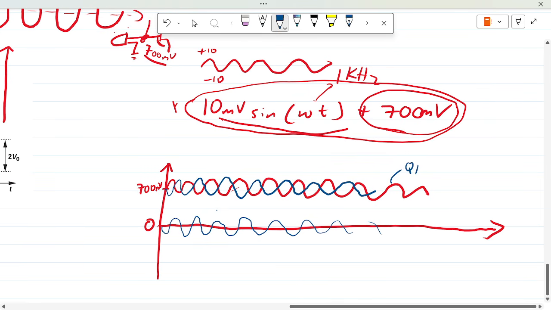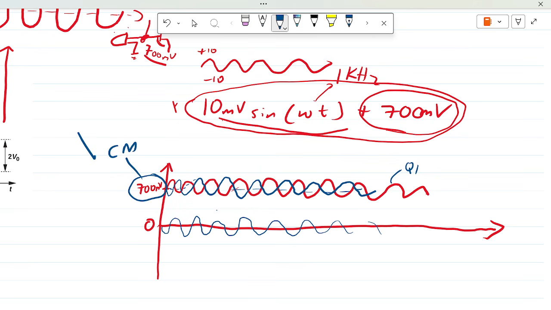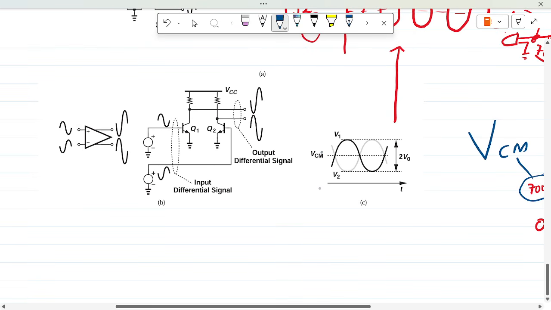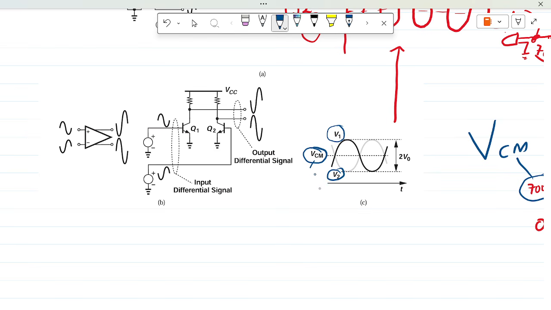So we call this average value, in this case 700 millivolts, the common mode voltage, CM. These are some terminologies we'll be coming across a lot. We just need to familiarize ourselves with them. Alright, so this is what we call the common mode voltage. And if the two signals V1 and V2 are differential signals, then they should have the same common mode voltage, and they should also be 180 degrees phase shifted.